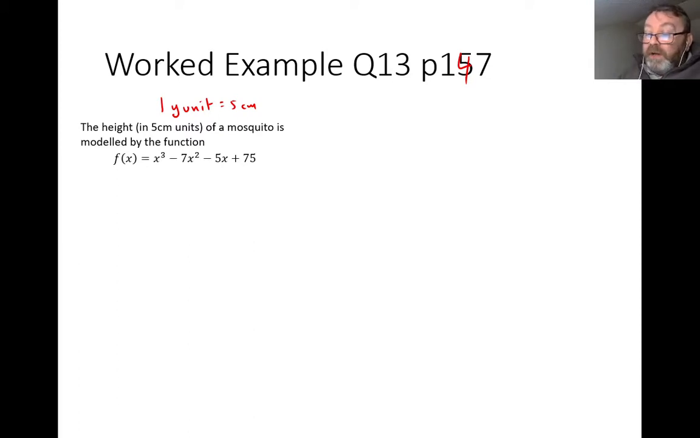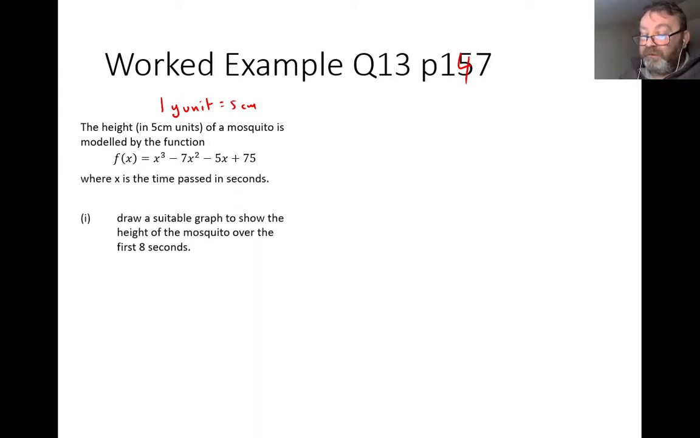And the height is modeled by a function x cubed minus 7x squared minus 5x plus 75. Question, where x is time passed in seconds. Draw a suitable graph to show the height of the mosquito over the first 8 seconds. Now look, again, you do the same thing. You go to your calculator, you turn on your function, so you press your little mode button and 3, so you get your little f of x. Let me just show you there. There it is. That's what you're looking for, little f of x. You type in your function using alpha x.